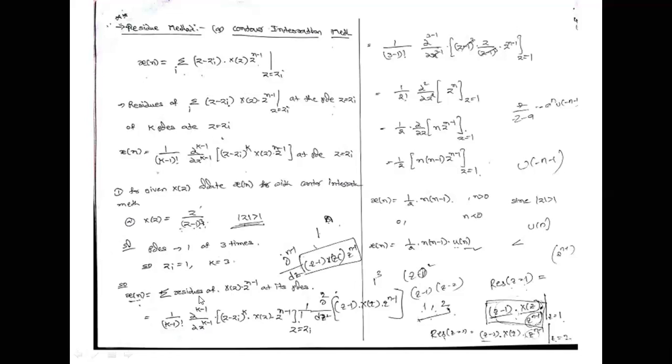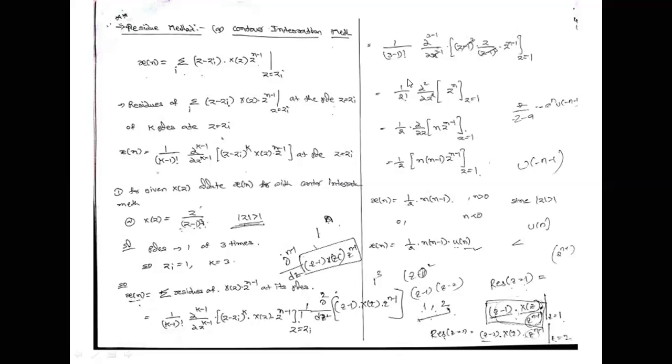Now substitute k. What is k here? 3. So 1 by (3 minus 1) factorial, times d power (3 minus 1) by dz power (3 minus 1) of (z minus zi) whole power k. Here zi is 1 and k is 3, multiplied with X of z, which is given as z by (z minus 1) whole cube, and multiplied with z power n minus 1, where z is equal to zi, that is z is equal to 1.